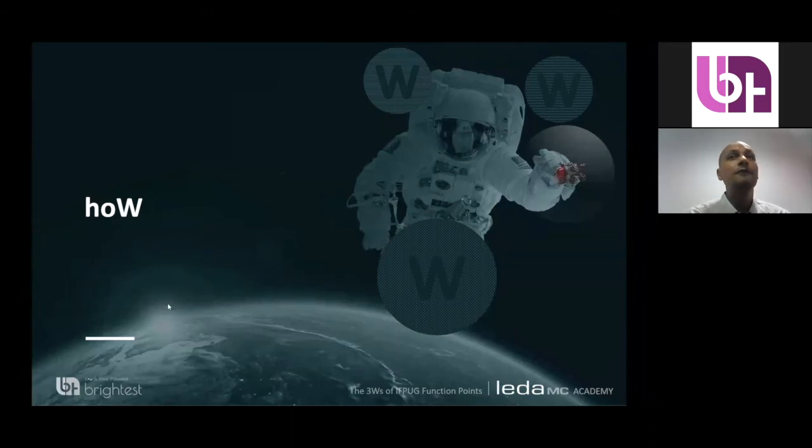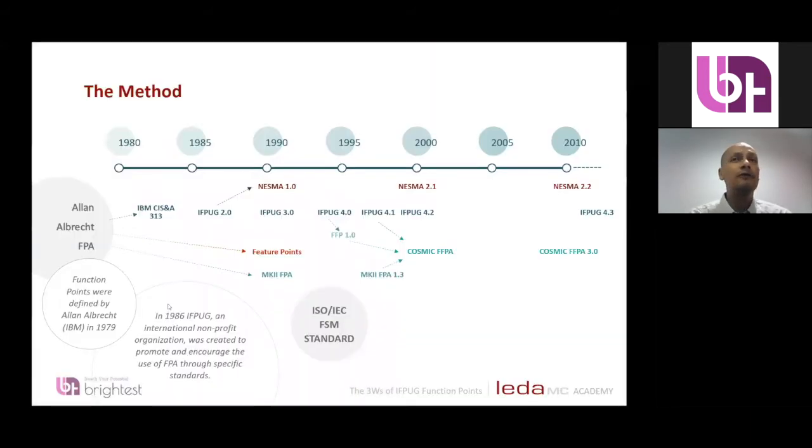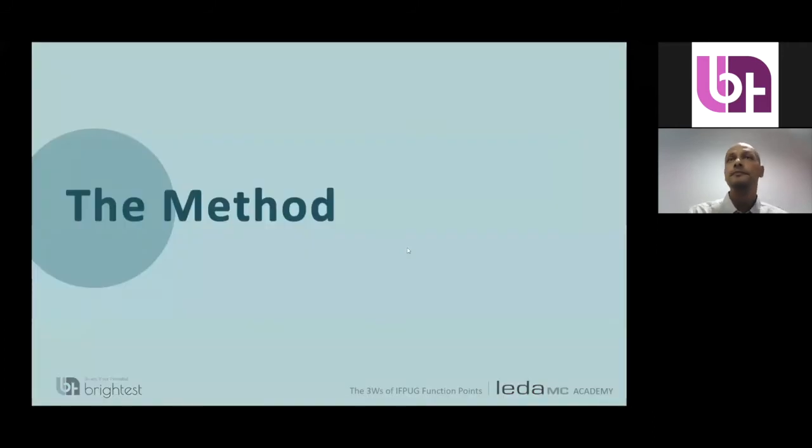And from the methodology comes the second W, the hoW. The IFPUG functional method comes from the definition made by Alan Albrecht in the late 70s. A few more methodologies were born out of this definition, like feature points and MK2, and others have been appearing while IFPUG has been evolving, like NESMA or Cosmic points. Now we're going to see the actual method, how we can use the IFPUG method and how we're going to be able to get the function points.